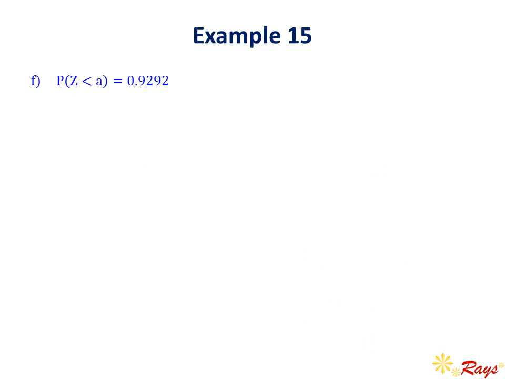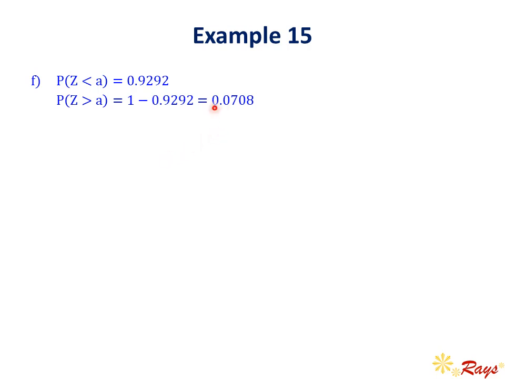F, last question of example 15. Find A given that the probability Z lesser than A is equal to 0.9292. Again, observe that the probability is greater than 0.5, and this less than sign is referring to the area on the left. So when the probability is greater than 0.5, the area has crossed over to the right. So now to find the value of A, instead of referring to the bigger area, we refer to the smaller area on the right.